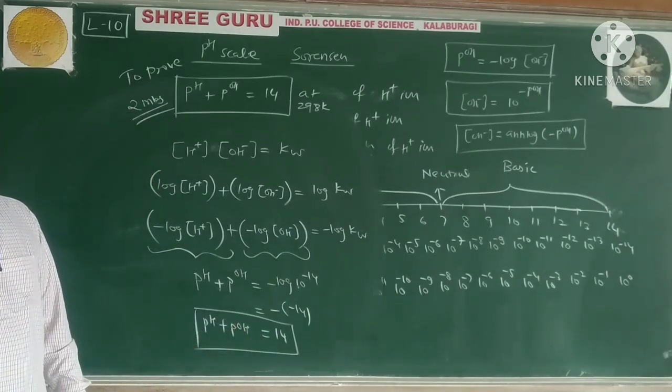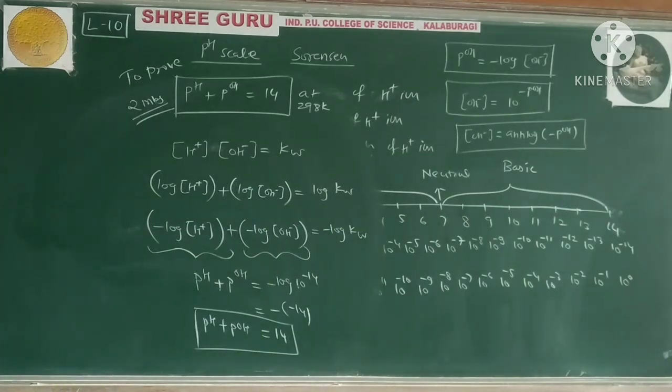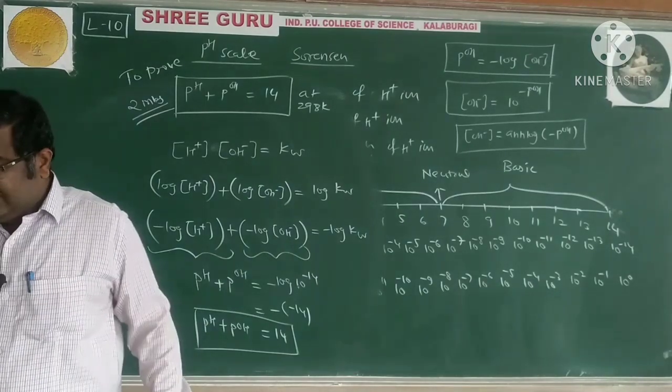It's a very important relationship we have. So this is about pH plus pOH is equal to 14. You have to prepare this question because it has been asked various times.